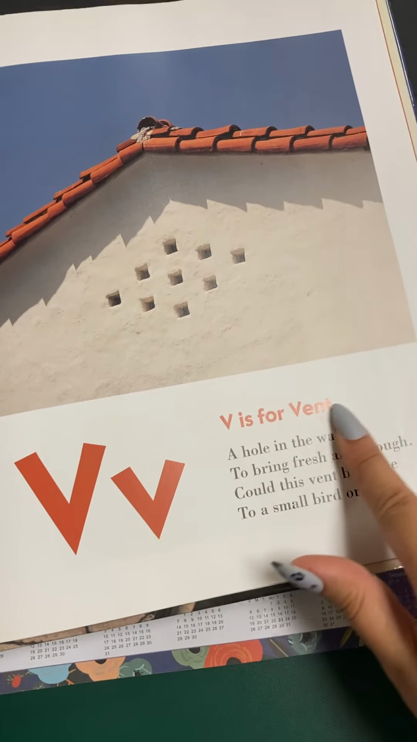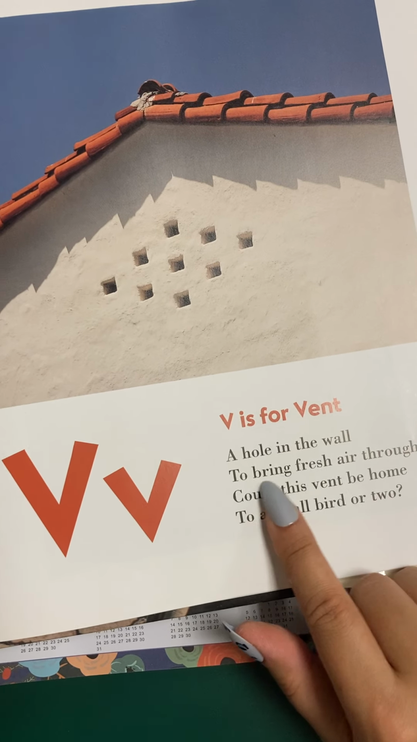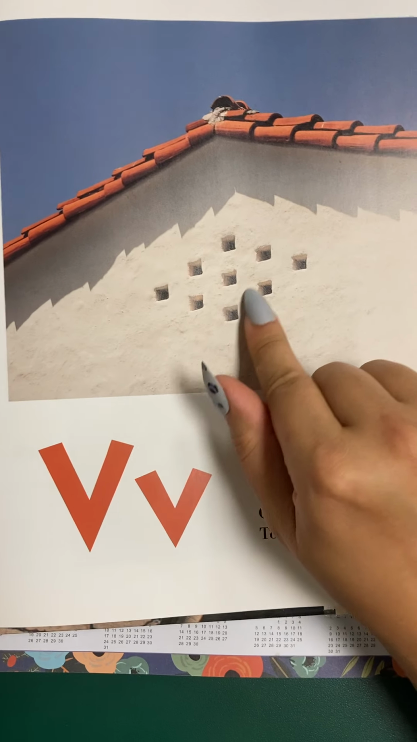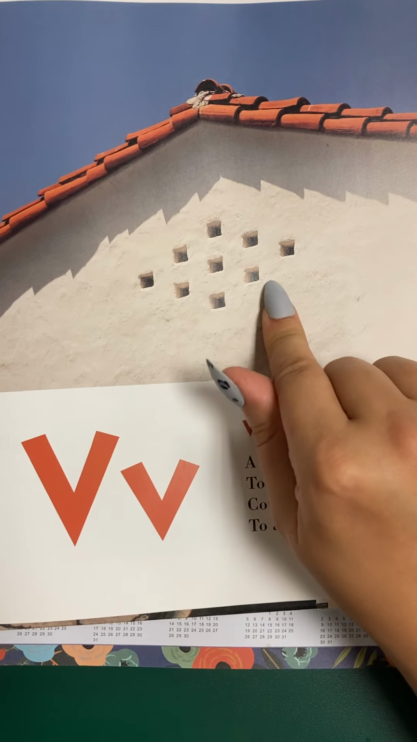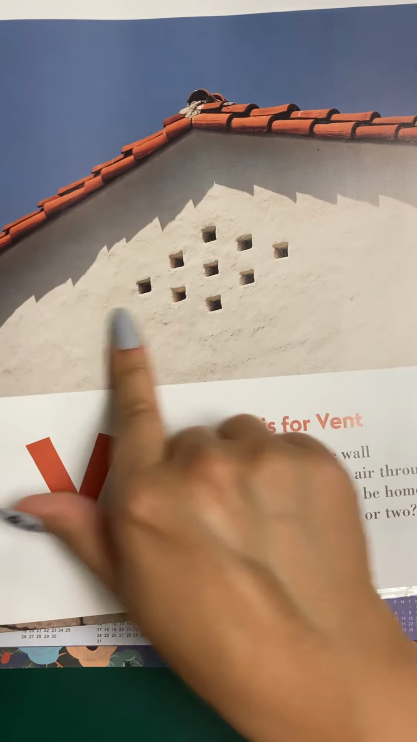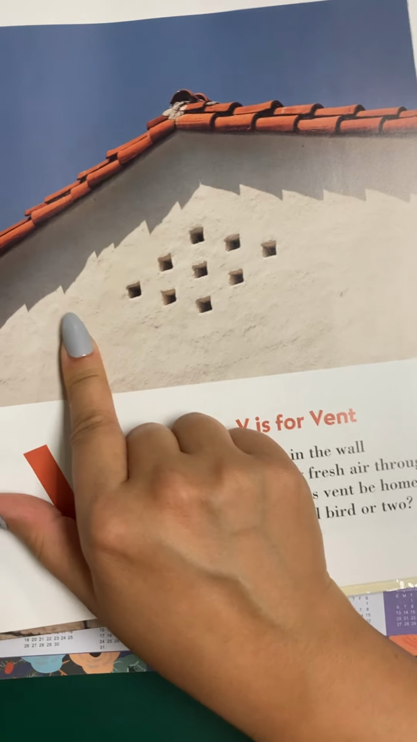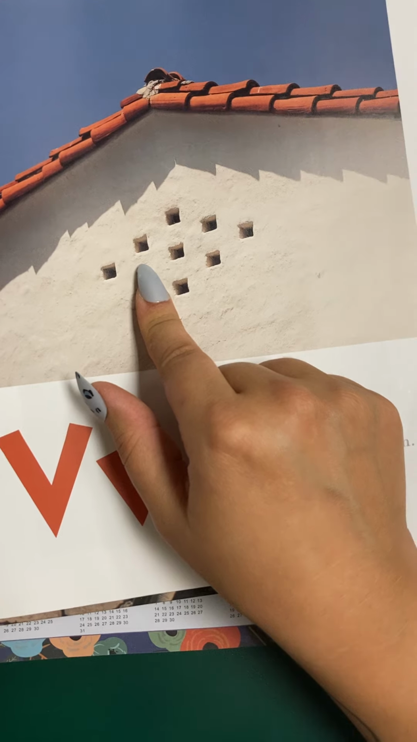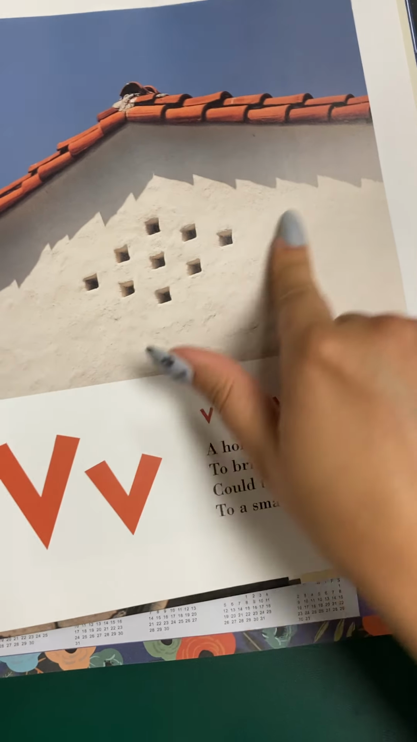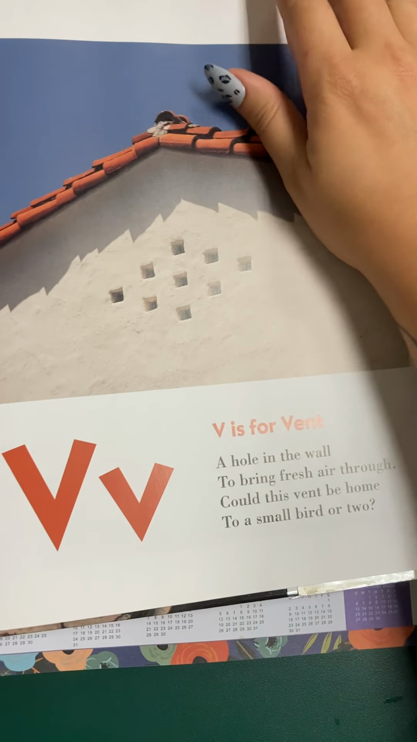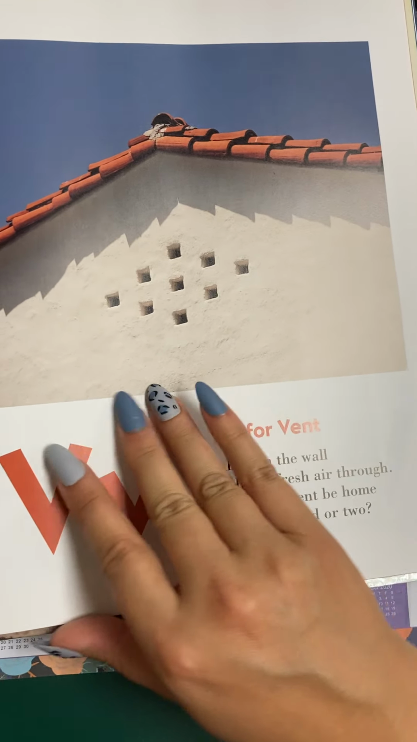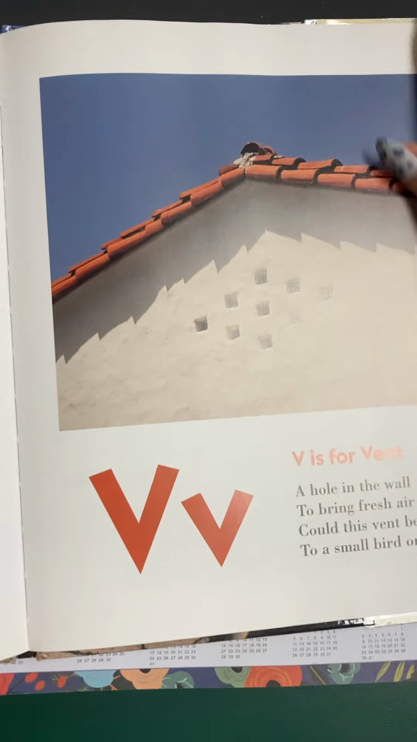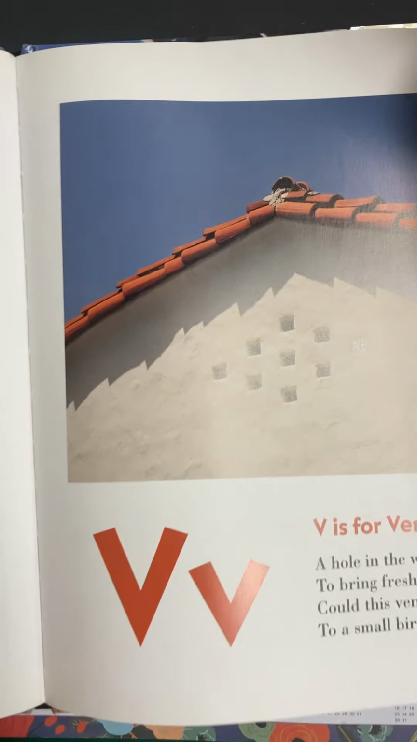V is for vent, a hole in the wall to bring fresh air through. Could this vent be home to a small bird or two? I love vents in buildings. So yeah, we've got what look like tiny little windows, and they're used as vents. They're used to help air move through a building. So again, when you're building something, you need to think, how are people inside going to get enough air? Are you using air conditioning? Are you paying attention to the air? Do you have windows? Something to think about, especially because it gets hot in the summer and cold in the winter, and you need to be able to move air around to help with that, especially the summer, especially when the summer is as hot as this summer was.